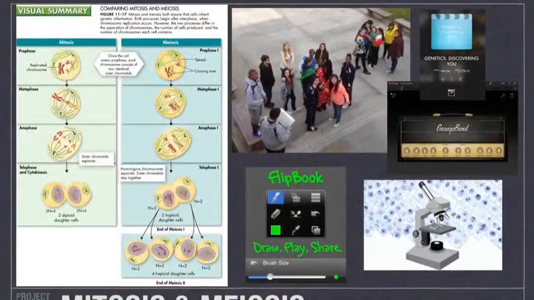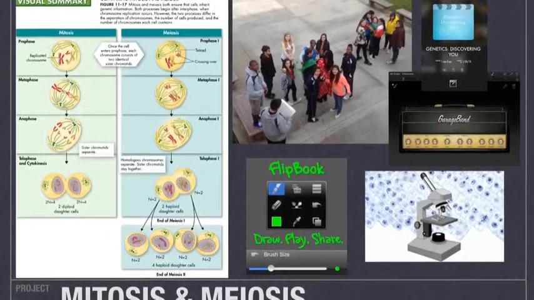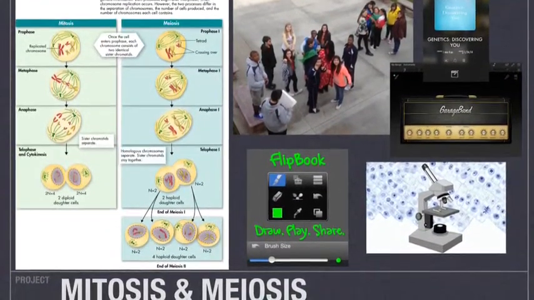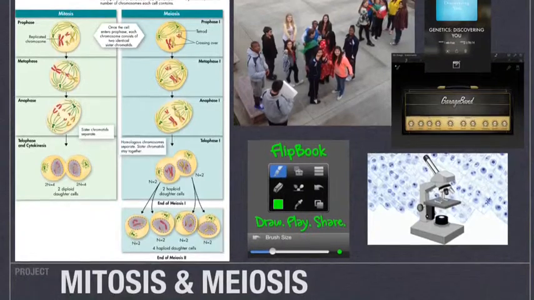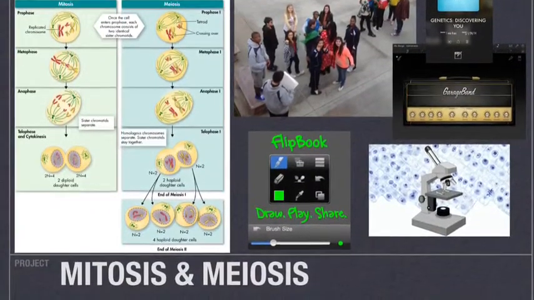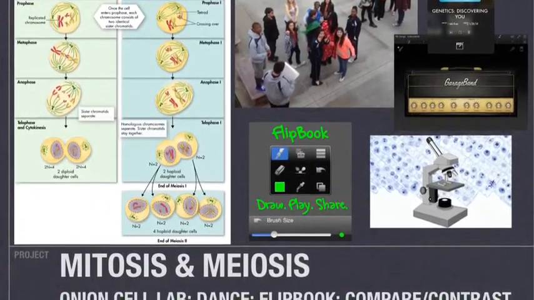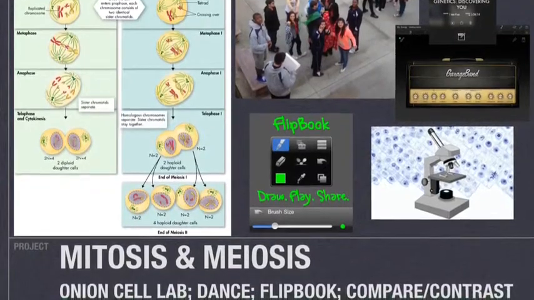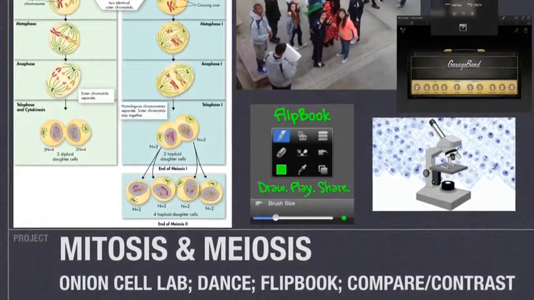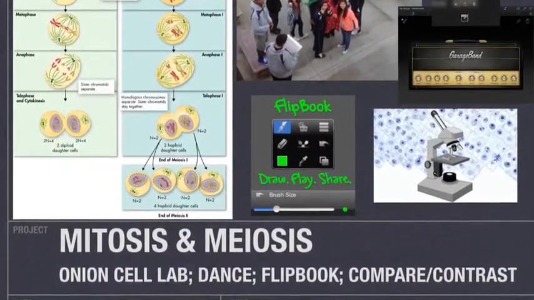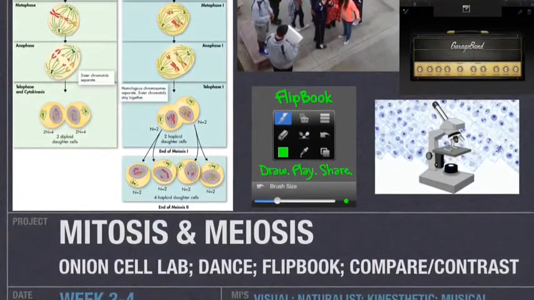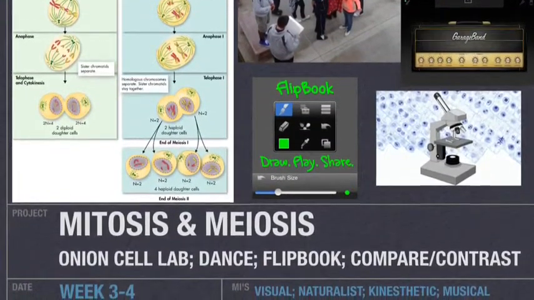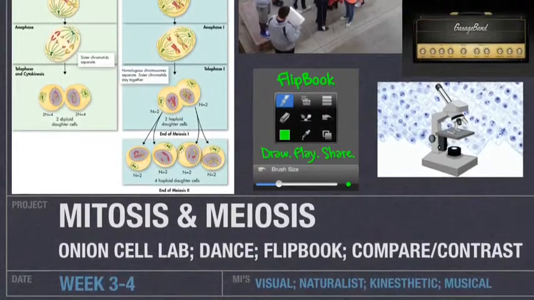In weeks 3 and 4, students will compare and contrast the processes of mitosis and meiosis through various activities engaging different learning styles. Students will complete an onion cell lab with microscopy and chromosome kits, choreograph and make music for a mitosis-meiosis dance using iMovie and GarageBand, and create several graphic organizers using mobile apps from Read, Write, Think.